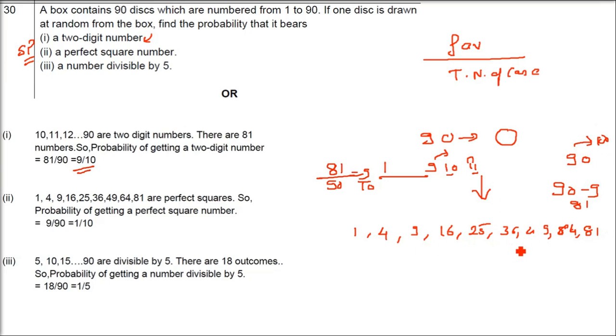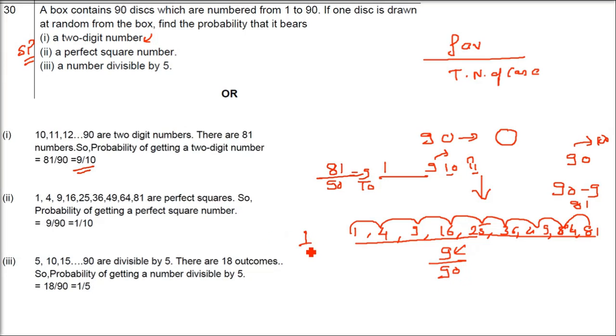So how many numbers are there? If you count, it will be 9. So these are 9 numbers and these are the favorable cases. We have to divide these 9 favorable cases by 90, so 9 by 90, and this is going to be 1 by 10. So 1 by 10 is the answer.